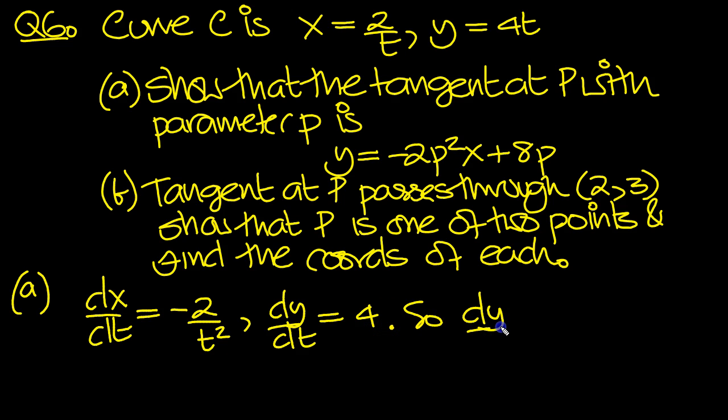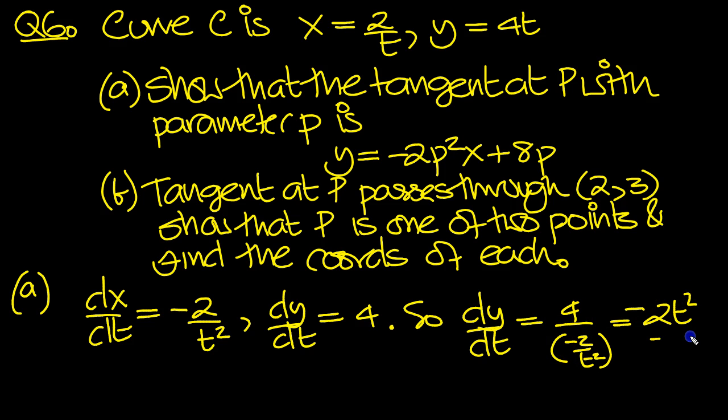So dy/dx then, dy/dt divided by dx/dt, is 4 over minus 2 over t squared, haven't we? So the 2's will cancel, the minus can come to the top to leave 2, the t squared can swing up to be with this from underneath, can't it? So there's dy/dx, what we should have written here. Let's just put that in. Okay, so that's dy/dx, the gradient of the tangent with parameter p. So at the point P with parameter p, the gradient of the tangent is equal to minus 2p squared, isn't it?